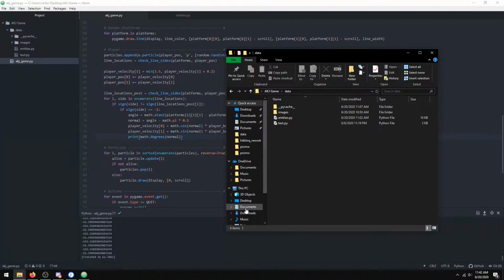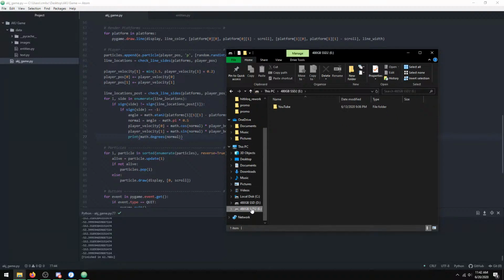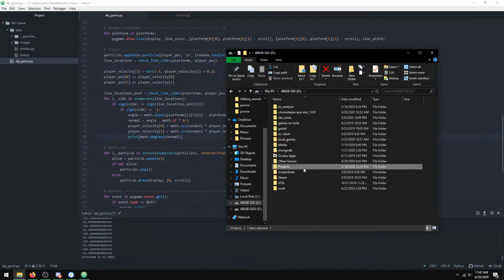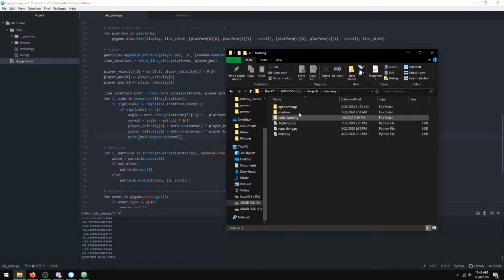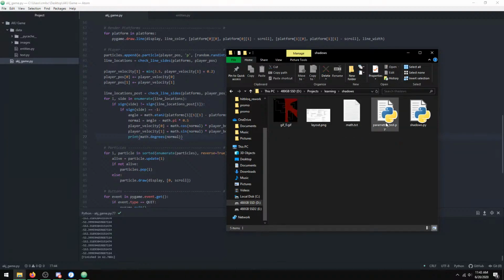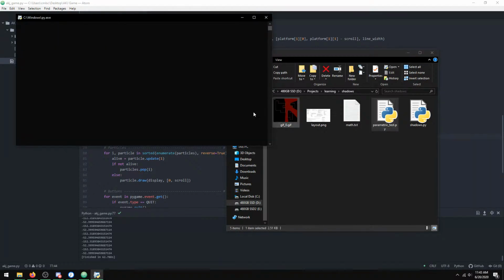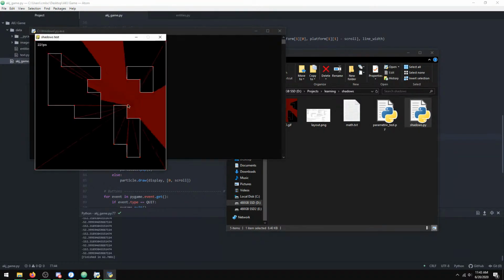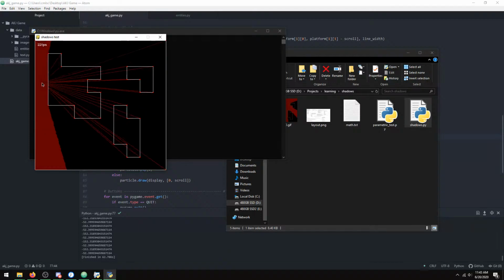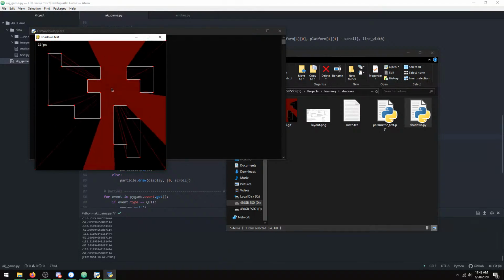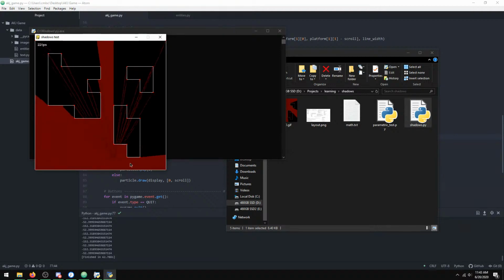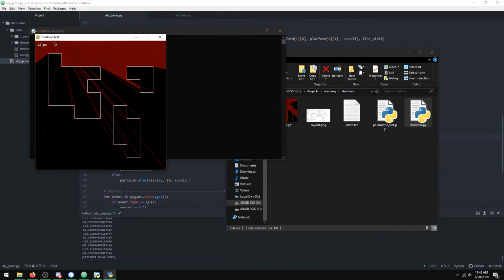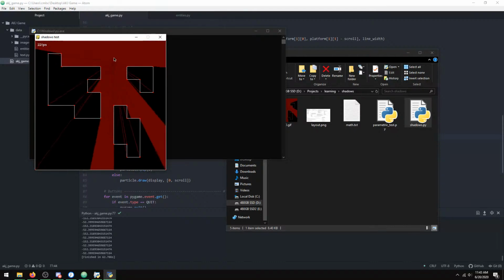Where did I put my Raycaster? I don't remember. Did I put it in learning? Shadows? Aha! Oh, okay. Here, this is literally the script. And then there's this one, which is raycasting, 2 points, checking for collisions. Also, you can see the FPS is abysmal, but it works.